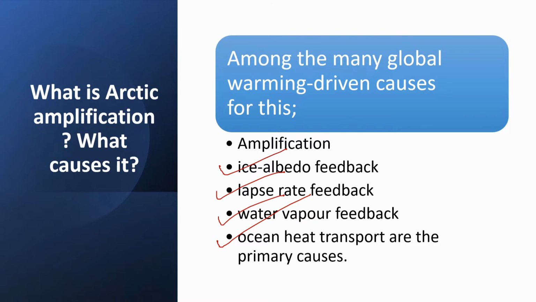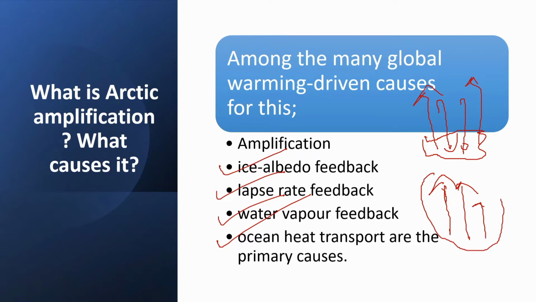So what is ice albedo feedback? We know that when the Sun's radiation falls on the surface of ice, the majority of it is reflected back by the ice. This is mainly because the absorptive power of ice crystals is very low, so they reflect the majority of the radiation. This phenomenon is known as ice albedo feedback. Then lapse rate feedback. When outgoing long-wave radiation leaves the Earth's surface, with increase in height, its temperature decreases. This phenomenon of a decrease in temperature with increase in altitude is known as lapse rate. So lapse rate feedback is also impacting this Arctic amplification.